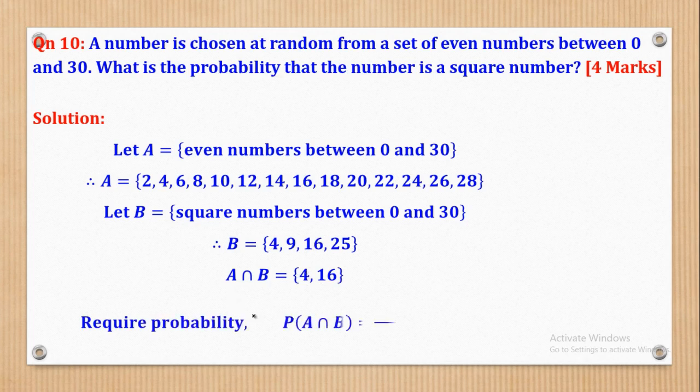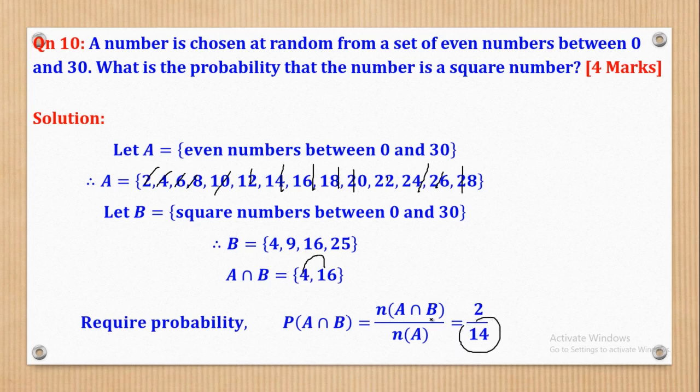Now, the probability will be equal to number of members of A intersection B over number of members of A. Remember, A is the sample space. So we shall have two, the members in A intersection B are 2, 1 and 2. What about for A? It will be 1, 2, 3, 4, 5, 6, 7, 8, 9, 10, 11, 12, 13, 14. So that's why we put here 14. So that is the probability they wanted.